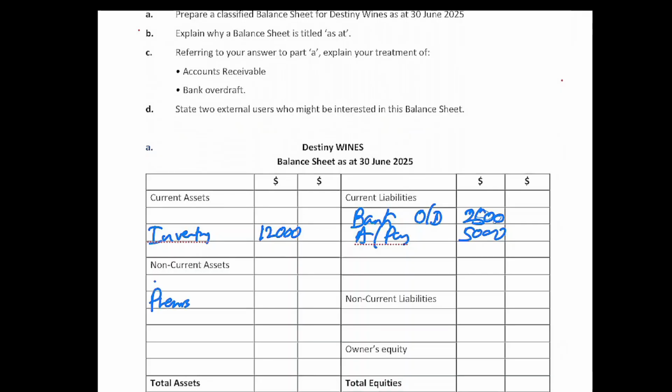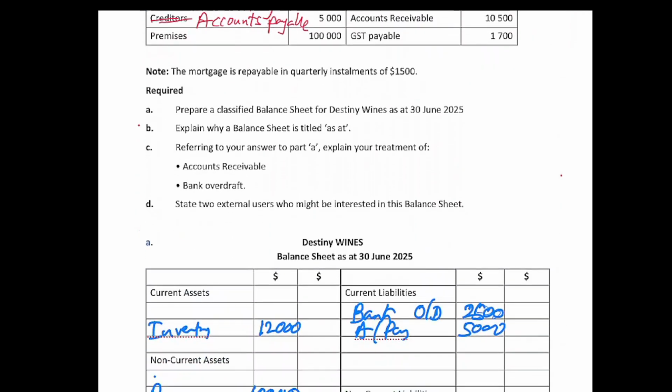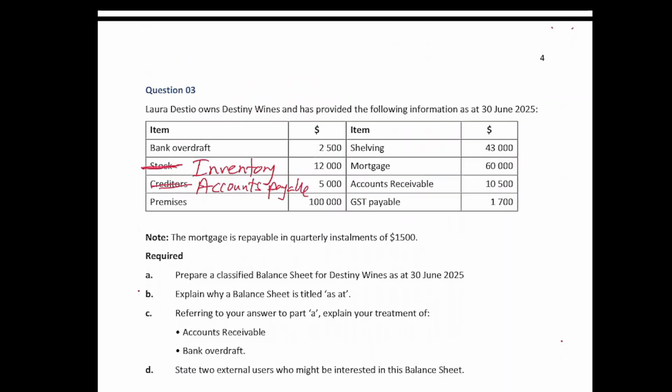Premises, non-current asset, 100,000. Shelvings 43, non-current asset. Then I'm done with the shelving. Left hand side is done, right hand side shelving done. Mortgage, but mortgage, remember there is a note.